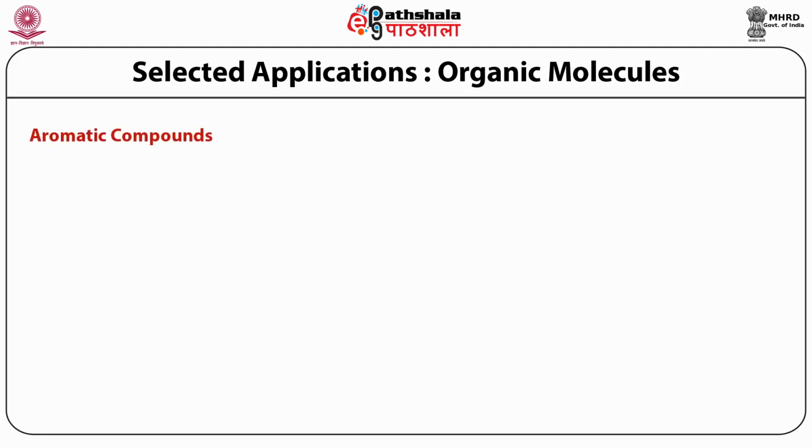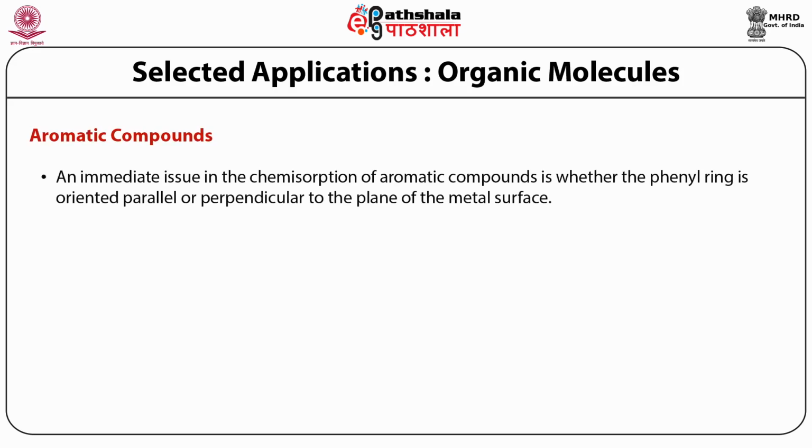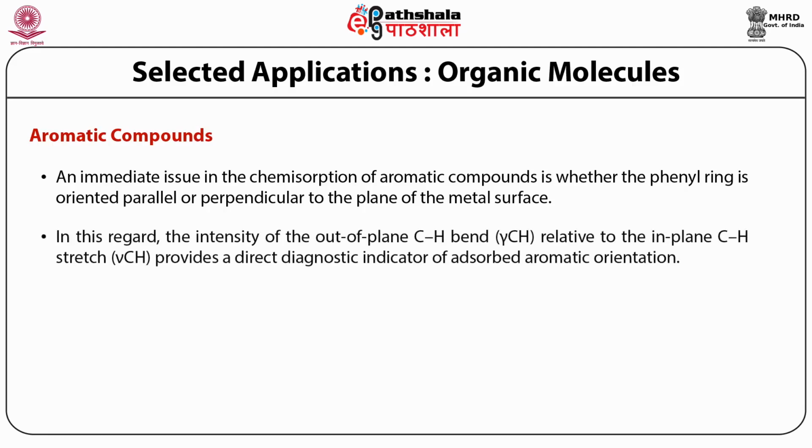Aromatic compounds: an immediate issue in the chemisorption of aromatic compounds is whether the phenyl ring is oriented parallel or perpendicular to the plane of the metal surface. In this regard, the intensity of the out-of-plane CH band relative to the in-plane CH stretch provides a direct diagnostic indicator of adsorbed aromatic orientation.